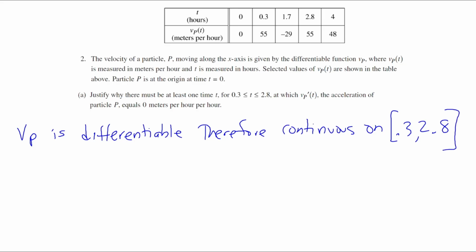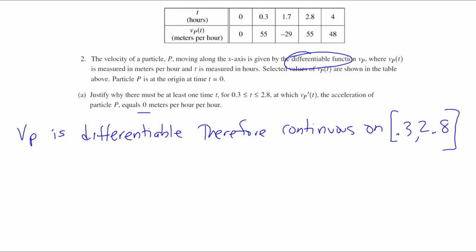We want to make sure we make that statement, right? Because the mean value theorem doesn't work if the function is not continuous and differentiable, and it tells us it's differentiable. So differentiability implies continuity. And then we just need to find the average rate of change of its velocity on this interval, and see if it equals 0. If it equals 0, then the mean value theorem applies.